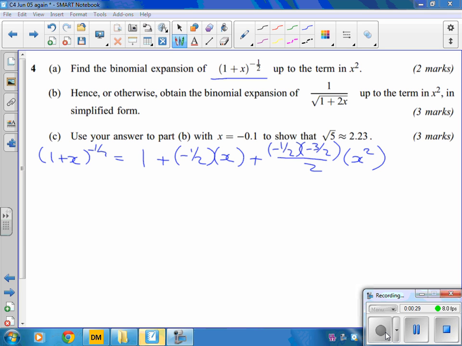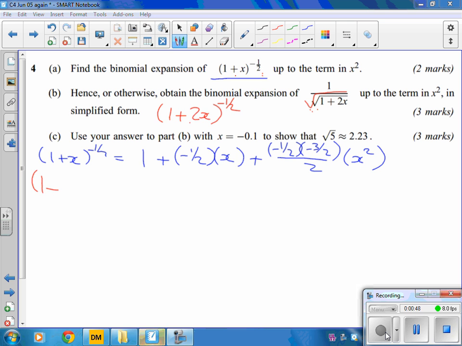Then we've got to try and do another expansion here. Now look at the similarity between them. Again, it's going to be a 1 plus something, 2x this time, and this square root is on the bottom, so it's to the power of minus half. So it's really, really similar. The only difference is we've gone from an x to a 2x.